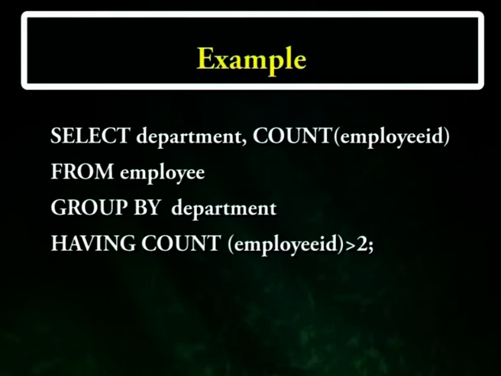SELECT department, COUNT(employee_ID) FROM employee GROUP BY department HAVING COUNT(employee_ID) > 2. So, this statement will retrieve one column named department from the employee table and will make another column counting the employees in each department where the count is greater than 2. Here the COUNT function will count the total number of employee IDs. The HAVING clause will reduce the grouped rows.